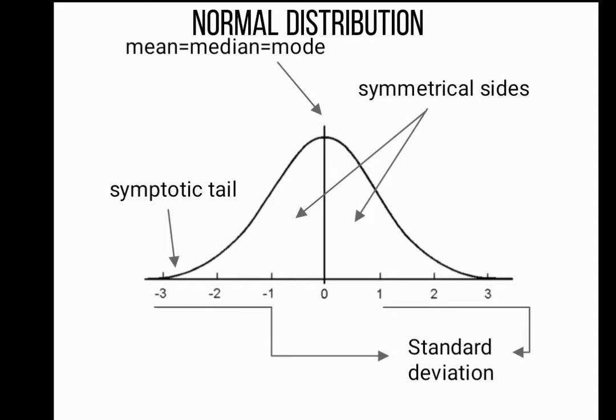It's also called a bell-shaped curve because it is a symmetrical curve that looks like a bell. The middle or the center of the bell curve is the mean, median, and mode, and it is always represented as 0. The negative 1, 2, and 3, and the positive 1, 2, and 3 are the standard deviations. Both sides of the bell curve are called the symmetrical sides, and the last part or the tail of the bell curve is called the asymptotic tail.